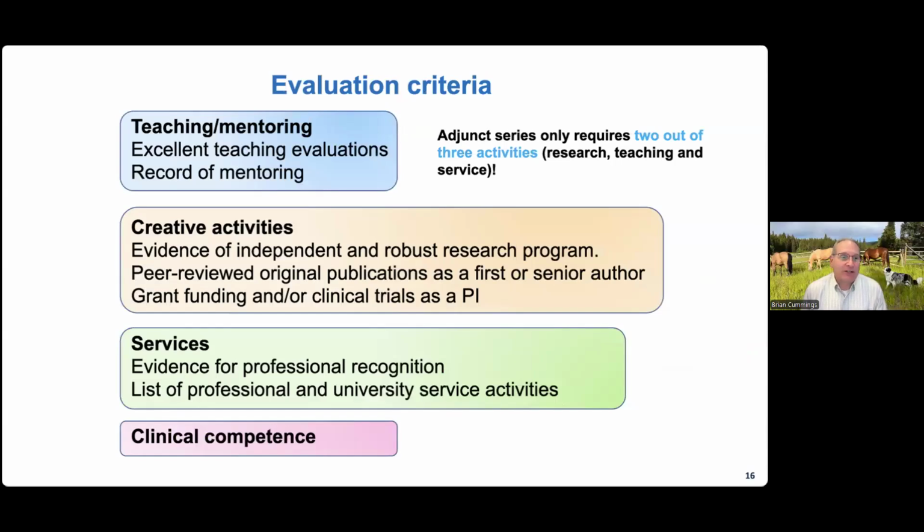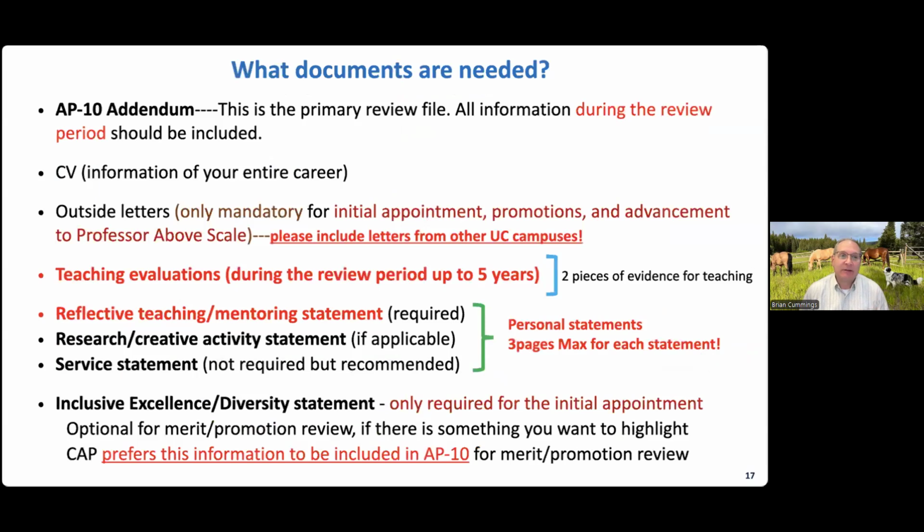So evaluation criteria: teaching, research and creative activities, service, and clinical competence. We covered that briefly, and we'll go into each of these in a bit more detail. So what documents do you need? The AP10. That is the primary review file. If you're going to CAP, you need to have filled out an AP10 form. On the AP10, we'll cover all information during the review period. Your analyst is going to be giving you an email saying the review period is from this date to that date. So that's what should be on your AP10.